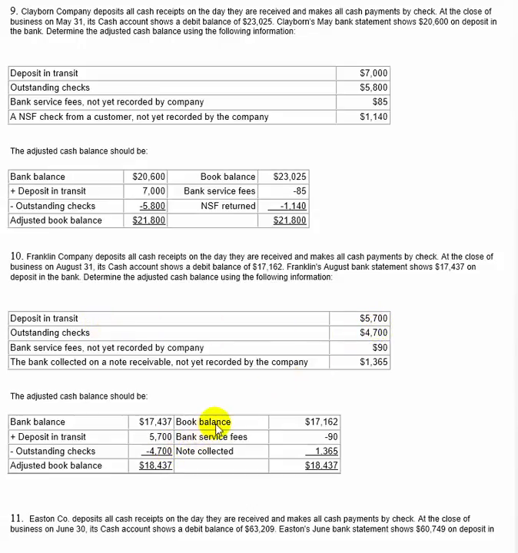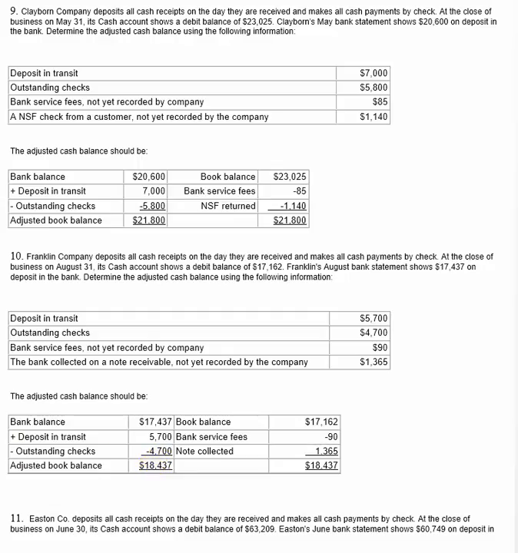And then we've got bank service fees of $90 not yet recorded by the company, so we're going to subtract those. And the bank collected a notes receivable not yet recorded by the company for $1,365, so we're going to add that. And when you combine all these pieces on the book side, you get $18,437. All the pieces on the bank side of this reconciliation, you get $18,437.